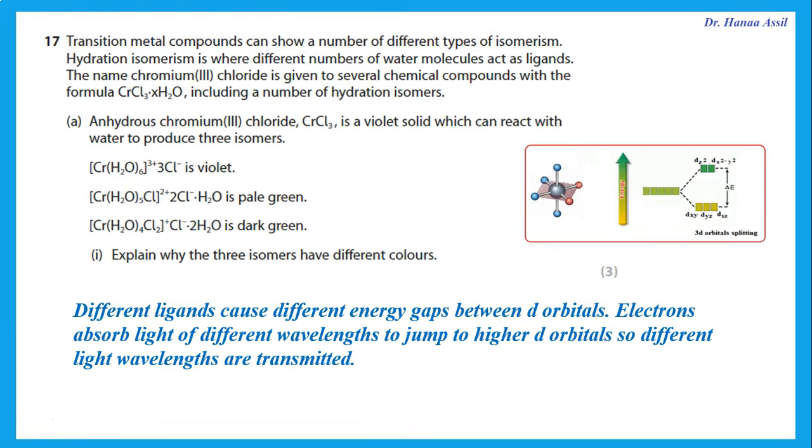Now, if we have different ligands, then the energy gaps between the d orbitals are different, and that means the electrons will absorb light of different wavelengths in order to jump to the higher d orbitals, and so different light wavelengths will be transmitted, and that is why they will appear with different colors.